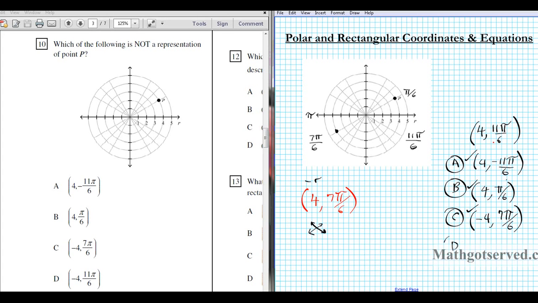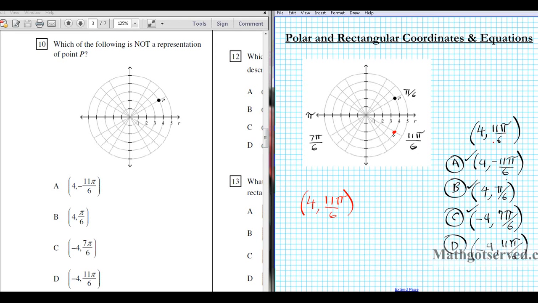Okay? All right, let's take a look at the last one, which should be the answer. How about negative 4 and 11 pi over 6? Okay? So to do that, let's first of all graph the positive angle, 4 and 11 pi over 6, and see where the reflection takes us. 4 and 11 pi over 6 is right here.